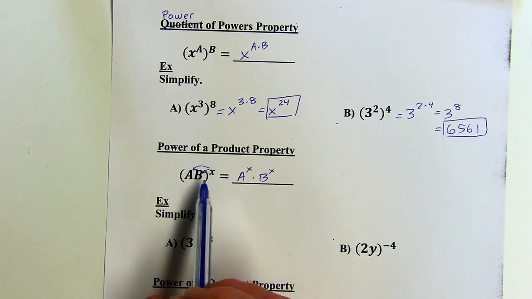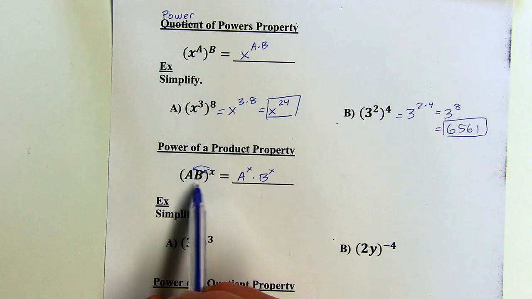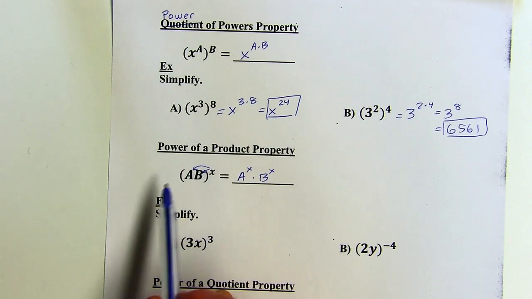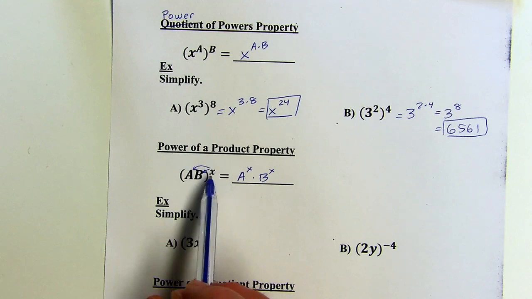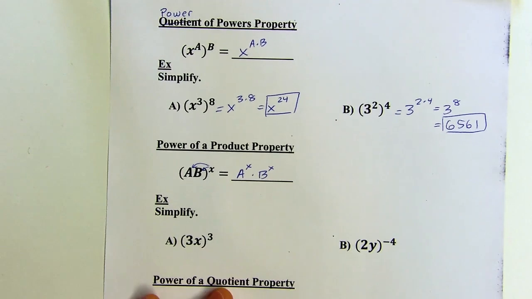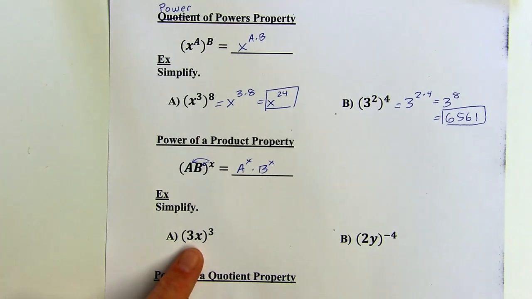The thing is, you want to be careful. There's only one term in the parentheses that's getting raised to the x, and people get confused when there's multiple terms and they start distributing the x, and it doesn't work like that. But it does work like that when we only have one term.